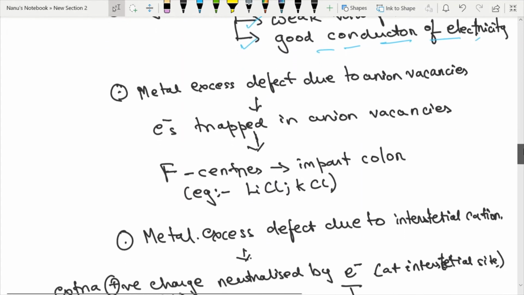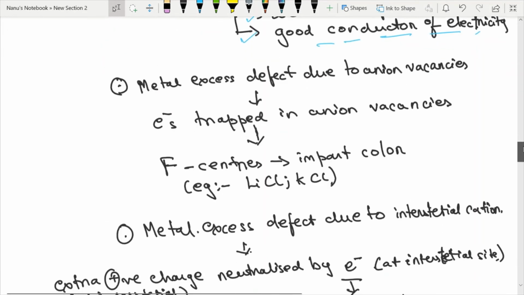Okay, and this F center. I have seen so many questions about F center, about imparting color to substances. So this is caused by two things. One can be a metal excess defect due to anion vacancies. So there might be some anion vacancies.